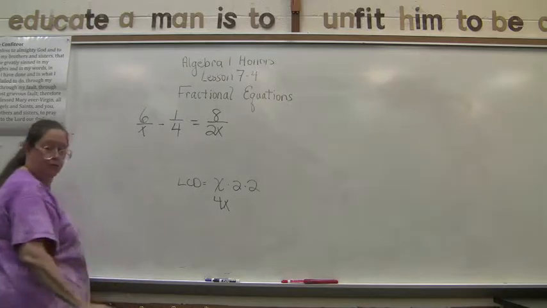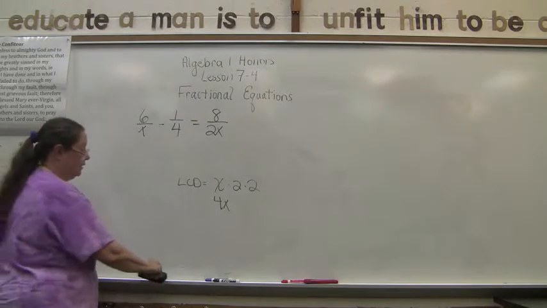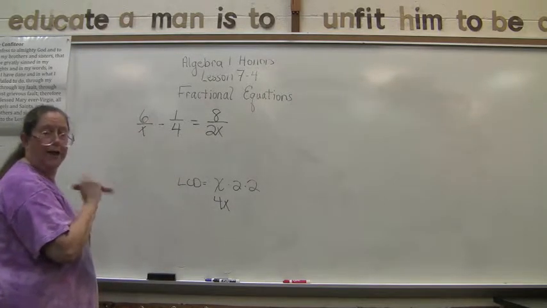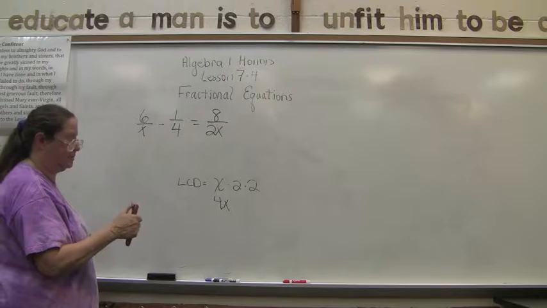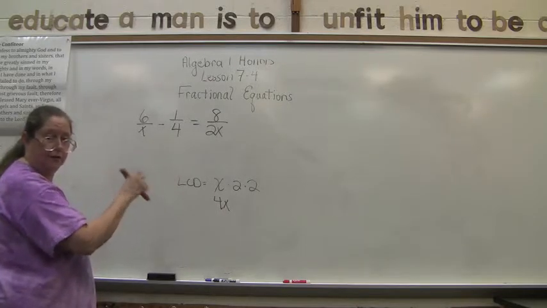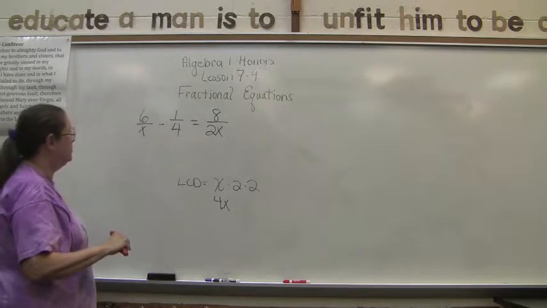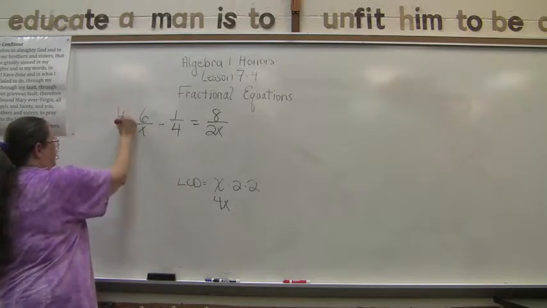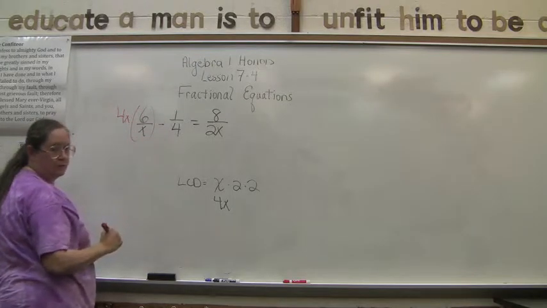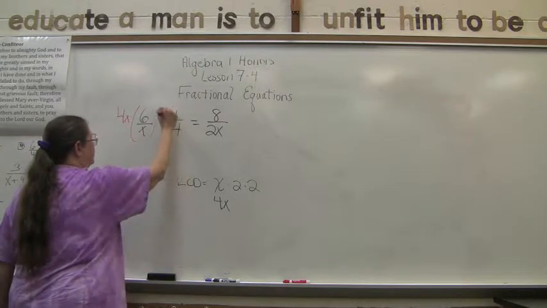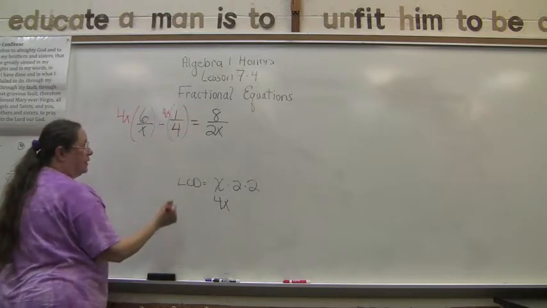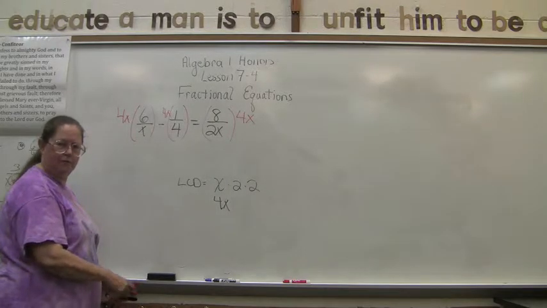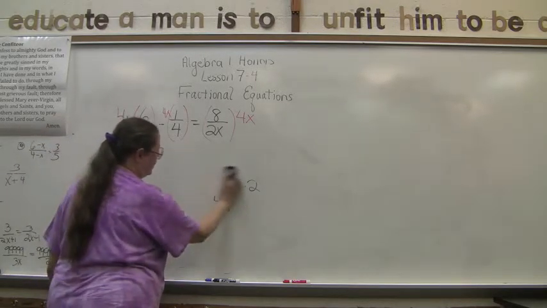Now I'm going to do what I did in section 7-3. I'm going to take my least common denominator and multiply everything by it, both sides. Don't forget to do both sides. That's an easy mistake to make. So I'm going to take my denominator, 4x, and multiply this, then 4x here, and 4x here. Multiply every single term by my least common denominator.